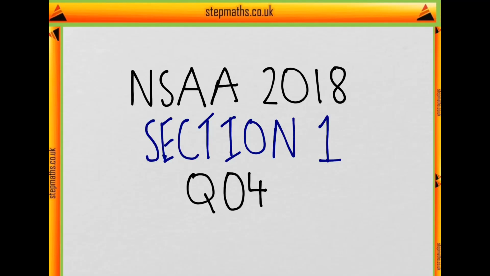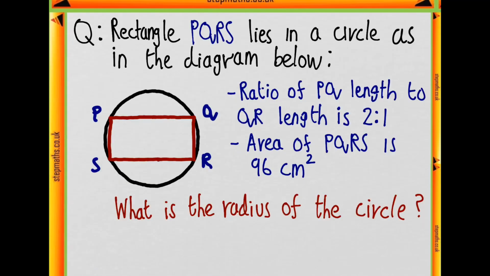This is question 4 from section 1 of the 2018 NSAA paper. So in this question, we're given this rectangle PQRS and told it lies in a circle as on here. So PQRS, the vertices of the rectangle lie on the circle, and the rectangle is centred at the centre of the circle. And we're told the ratio of PQ, the length of that, to the length of QR is 2:1.